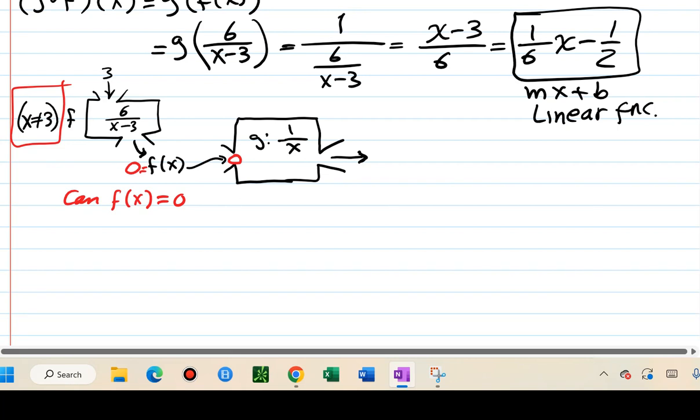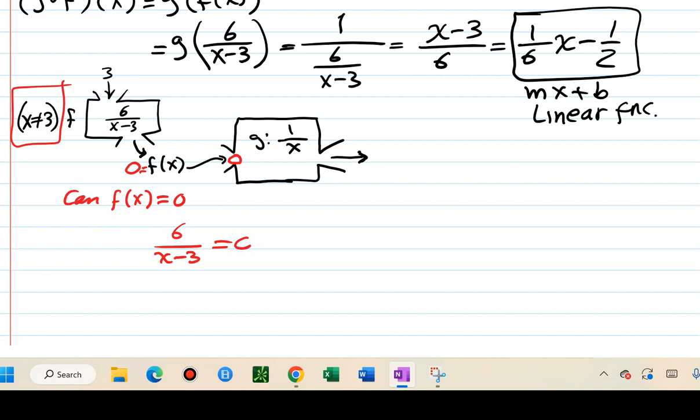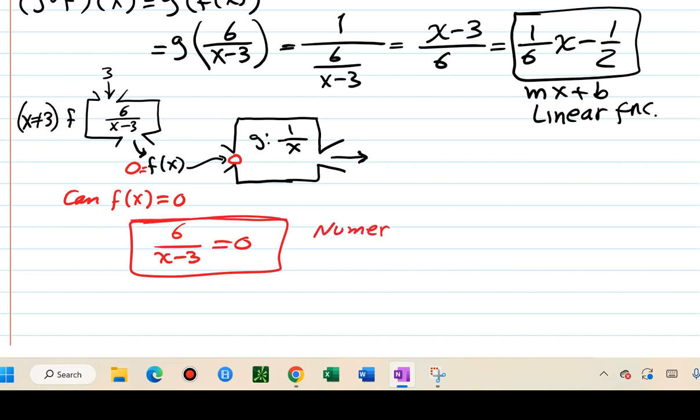Now let's look at our function f of x. f of x is 6 over x minus 3. Set it equal to 0 and see what makes that 0. Well, this is a fraction. In a fraction, the only way a fraction is 0 is if the numerator is equal to 0. True? So you have 0 over non-zero. That's what we're saying.